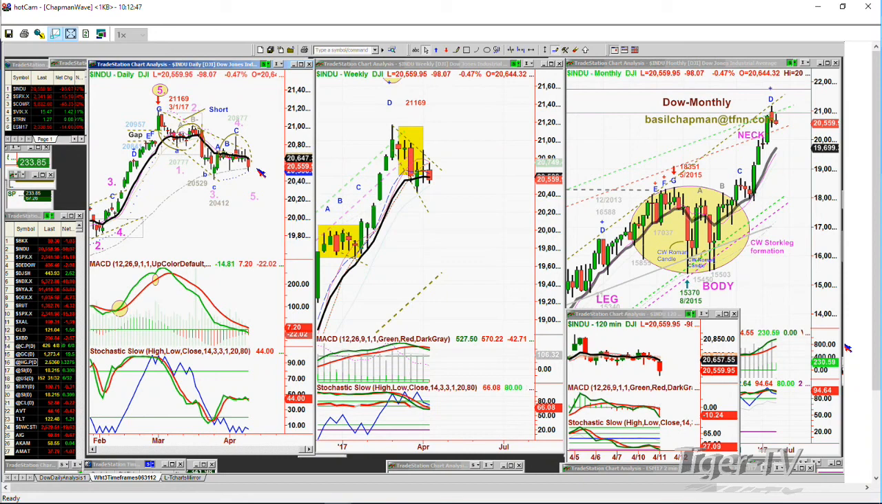So if it takes out, I can just tell you right now, if the Dow takes out the low of today, sometime today, the low of 20,512, so it's underneath the 20,517 level.